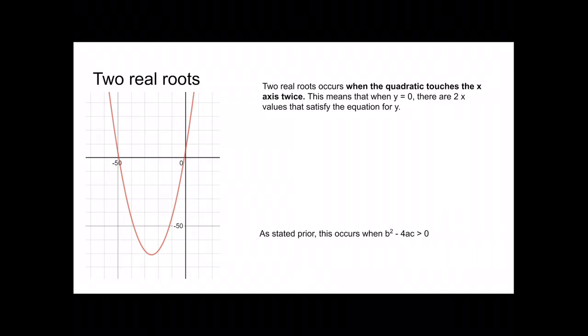And this, as stated in the last few slides, occurs when b squared minus 4ac is more than 0. And that's going to create the positive number.